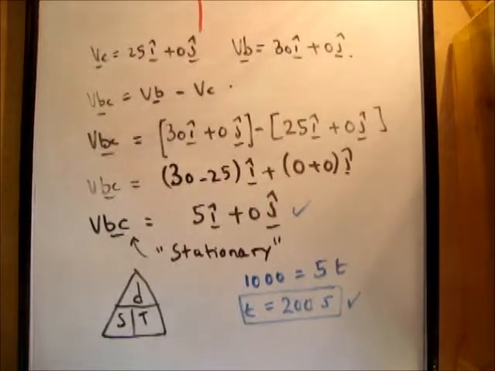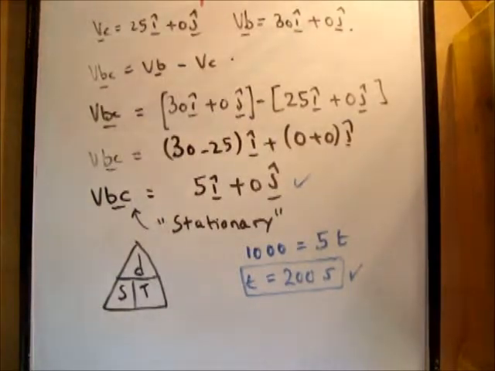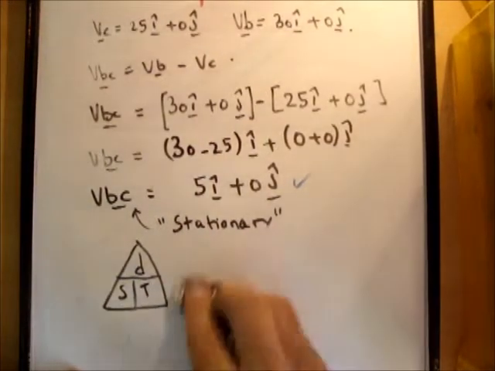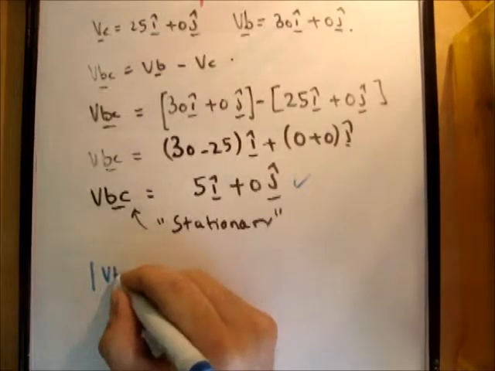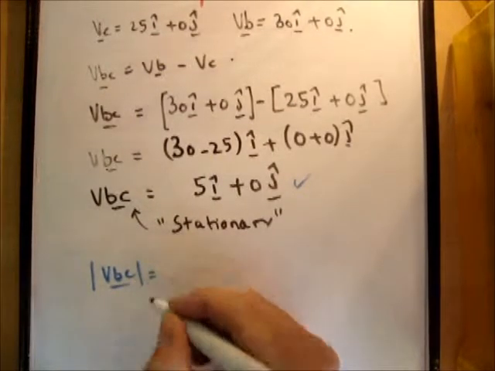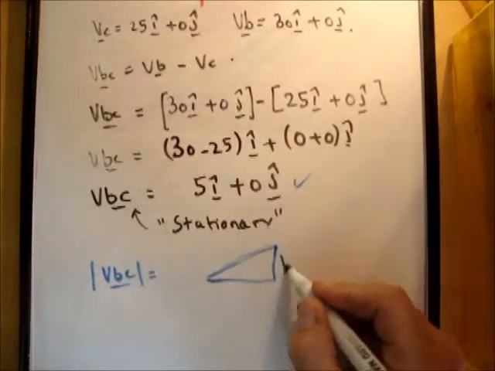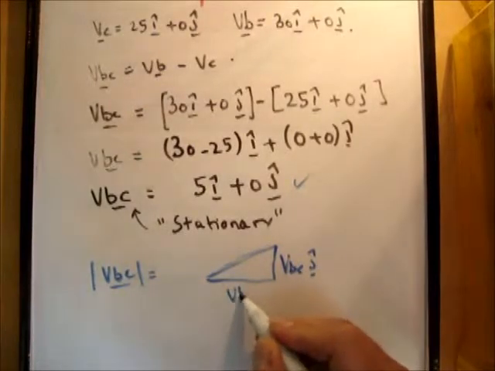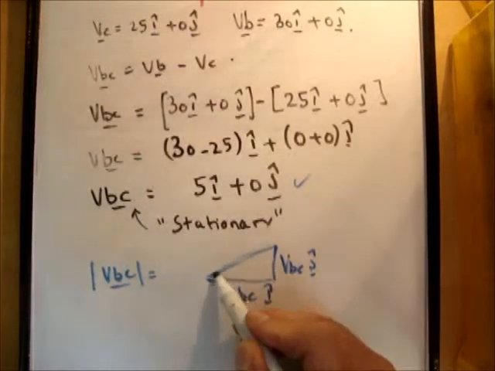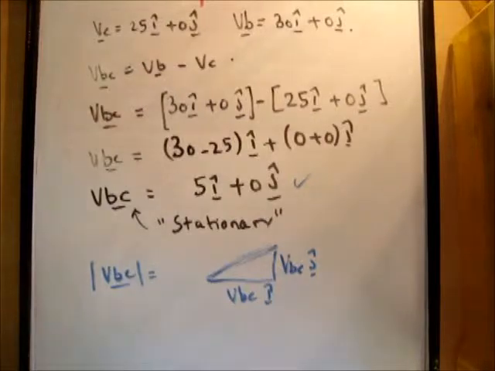By the way, just to point something out here as well, the magnitude of the vector VBC. Remember, the magnitude is written as follows. It's the straight brackets, and how you calculate the magnitude is by using Pythagoras' theorem, where this would be VBC J hat, this would be VBC I hat, and then the magnitude, of course, would be the square root of the sum of the squares, which we've done a million times already.